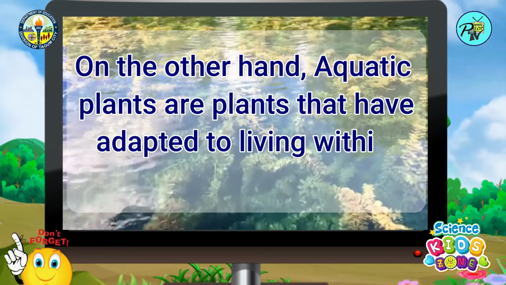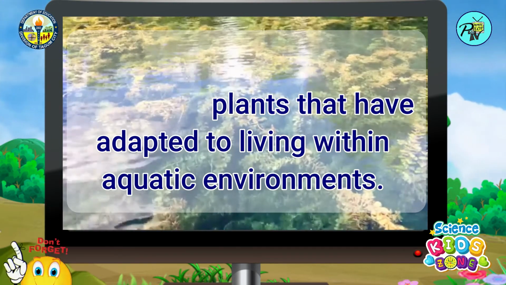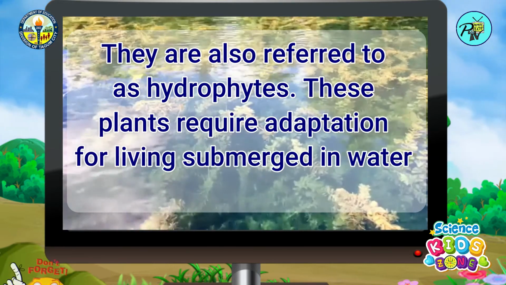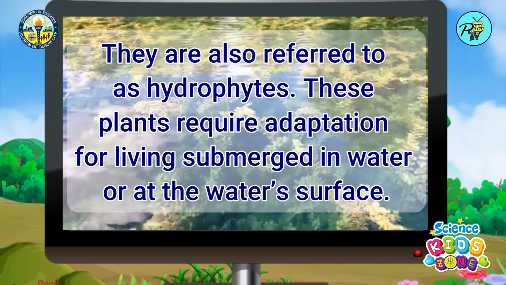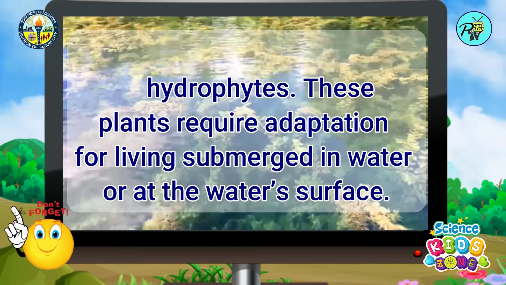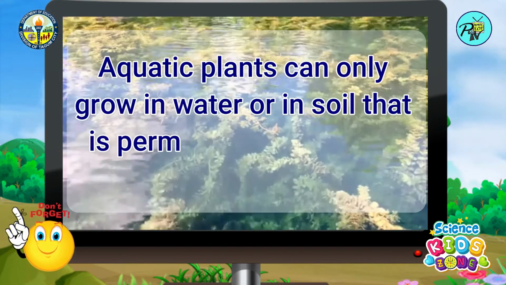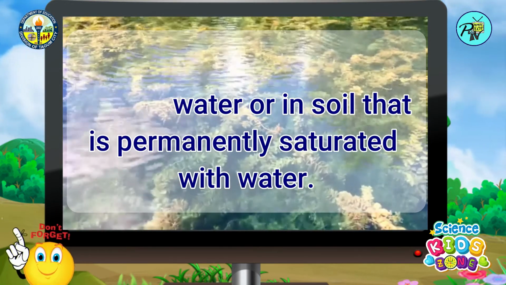On the other hand, aquatic plants are plants that have adapted to living within aquatic environments. They are also referred to as hydrophytes. These plants require adaptation for living submerged in water or at the water surface. Aquatic plants can only grow in water or in soil that is permanently saturated with water.